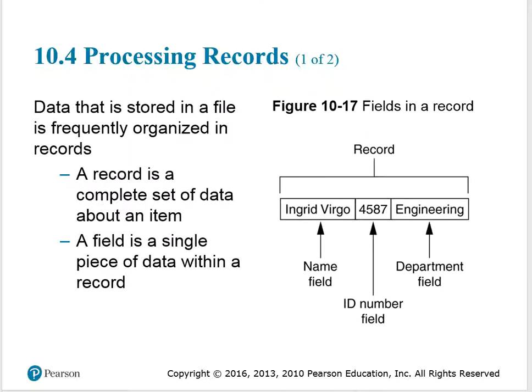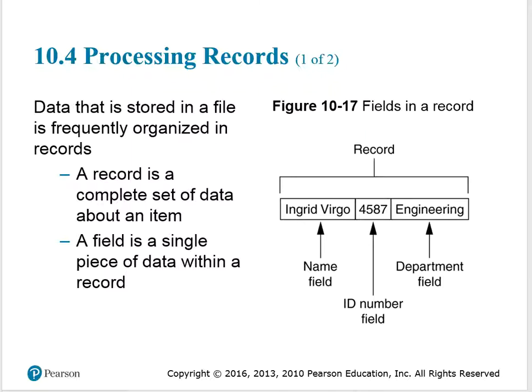Now, how do we process records? So first thing is, what is a record, right? The data that is stored in a file is frequently organized in records, and a record is a complete set of data about an item. A field is an individual piece of data within a record. So when data is written to a file, it is organized into records and fields.